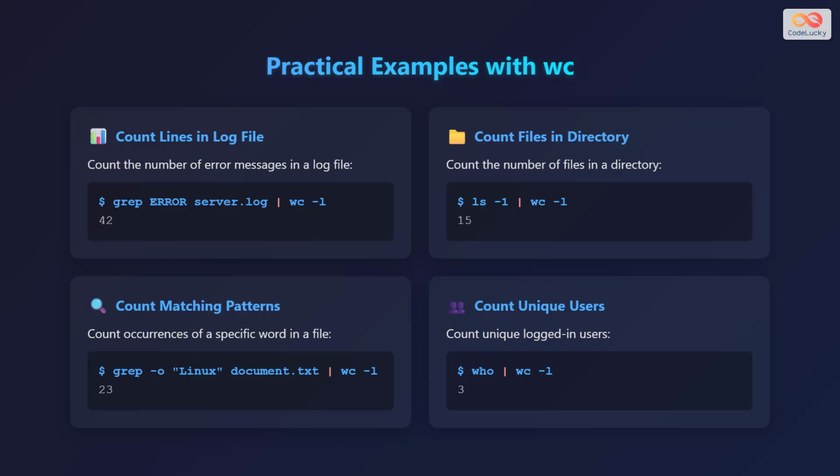To count occurrences of a specific word in a file, try grep -o linux document.txt | wc -l. The -o option ensures each occurrence is on a new line. Finally, to count unique logged-in users, use the who command | wc -l.